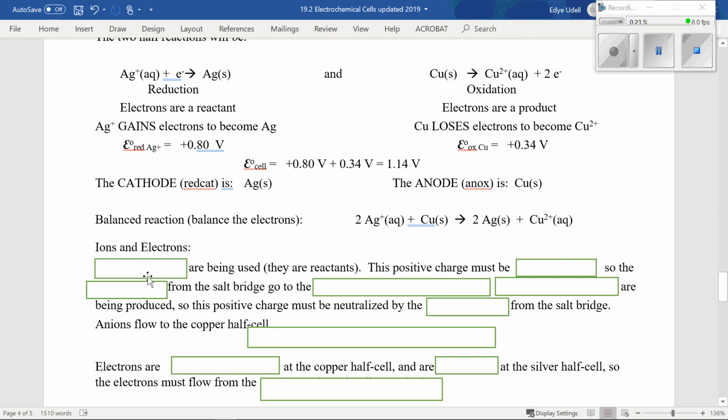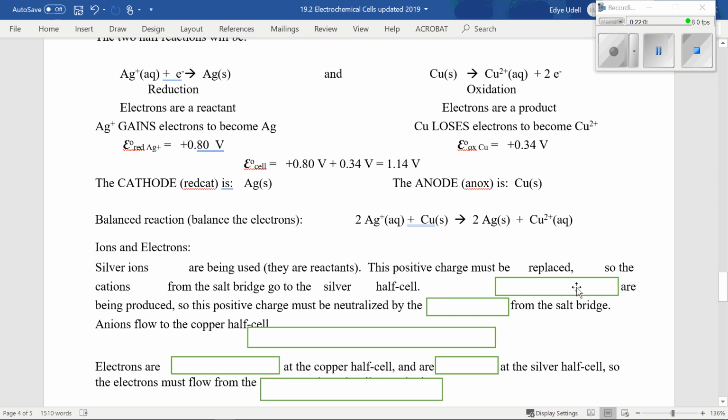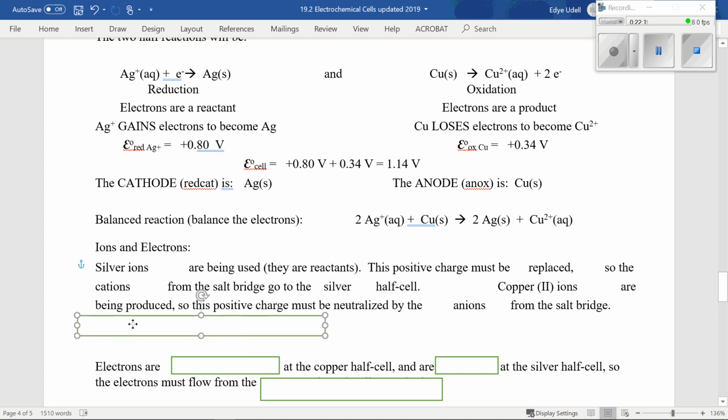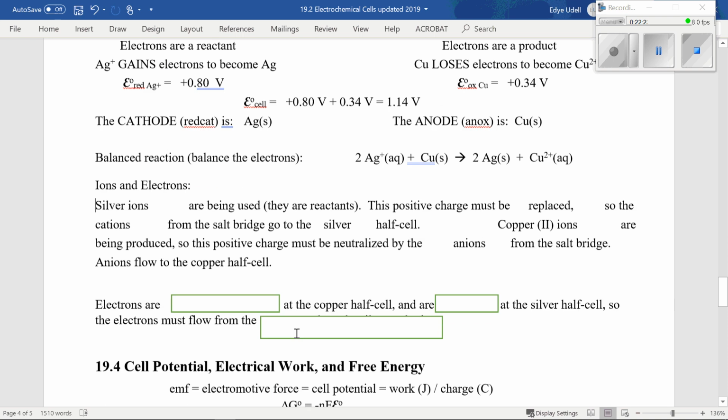Okay, now where are the ions flowing? Let's see. Silver ions are being used. The positive charge must be replaced. So the cations from the salt bridge go to the silver side, the silver half cell. Copper 2 ions are being produced right here. So this positive charge must be neutralized by the anions from the salt bridge. Anions flow to the copper half cell.